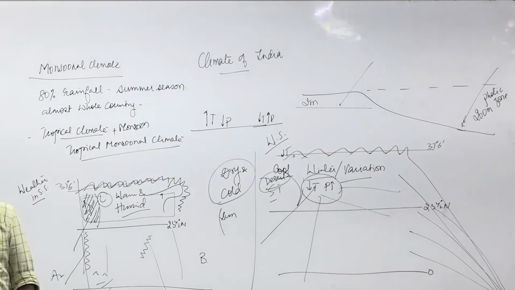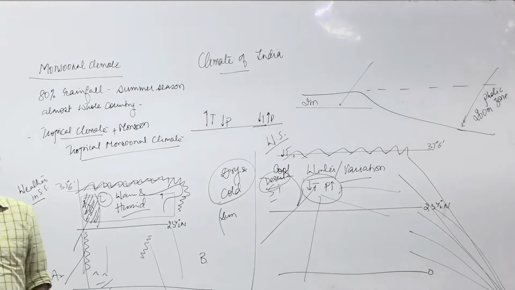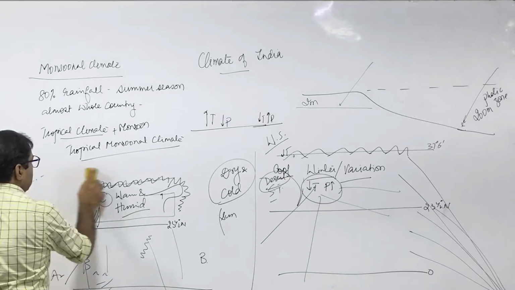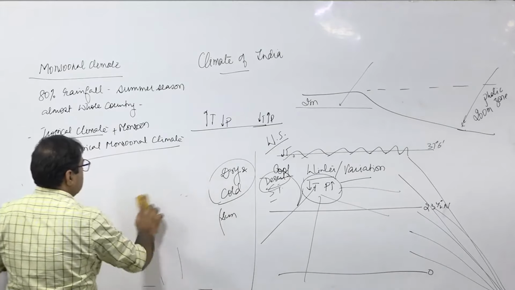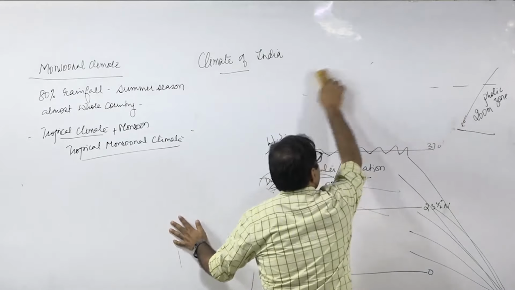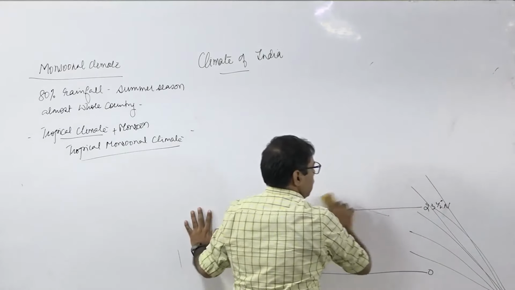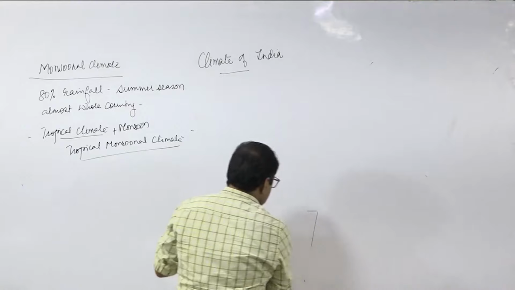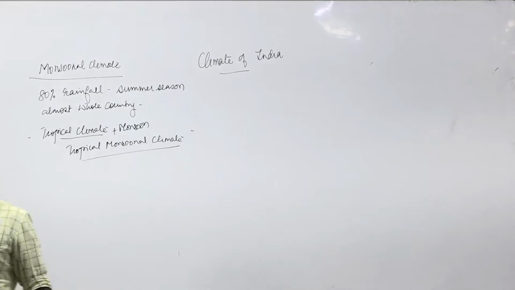Did you understand? Clear? Everybody? Any doubt? Okay, then after. So the climate of India is called tropical monsoonal climate. Tropical monsoonal climate, right?